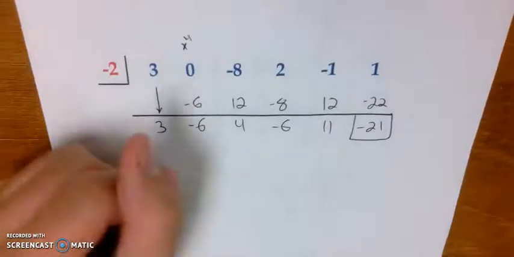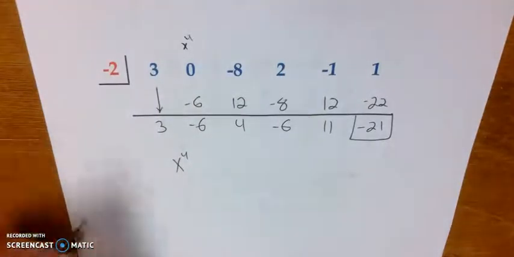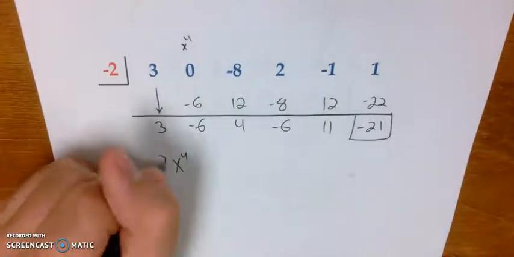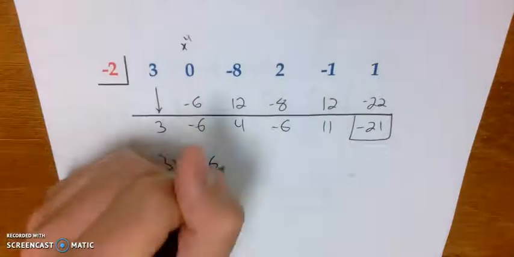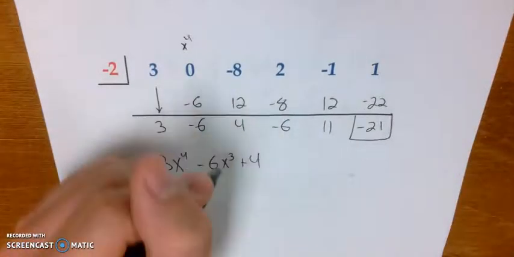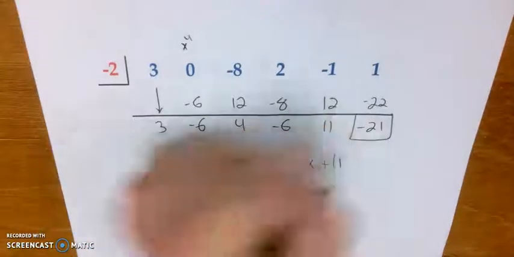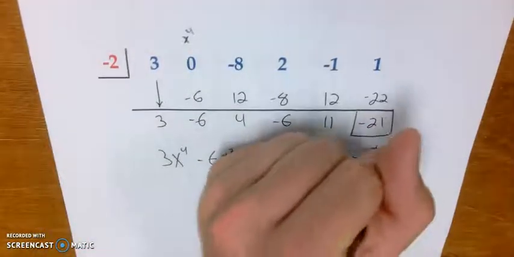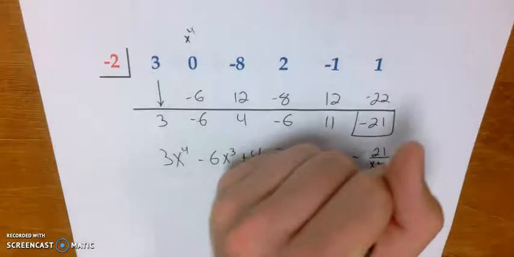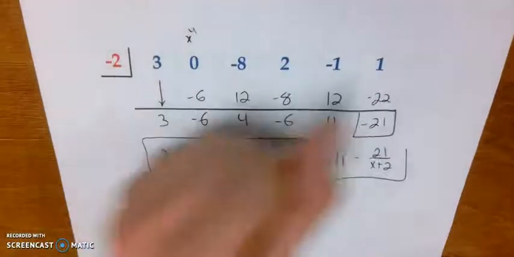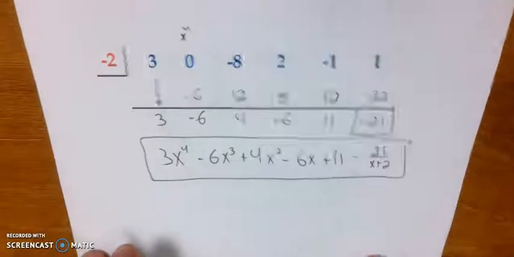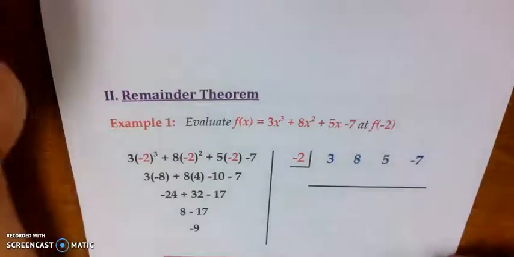That means my final answer should start off with an x to the fourth and then work its way down. So I've got 3x to the fourth minus 6x to the third plus 4x squared minus 6x plus 11 minus 21 over my divisor of x plus 2. And then we are done. Yay. All right, so now let's get into the remainder theorem.